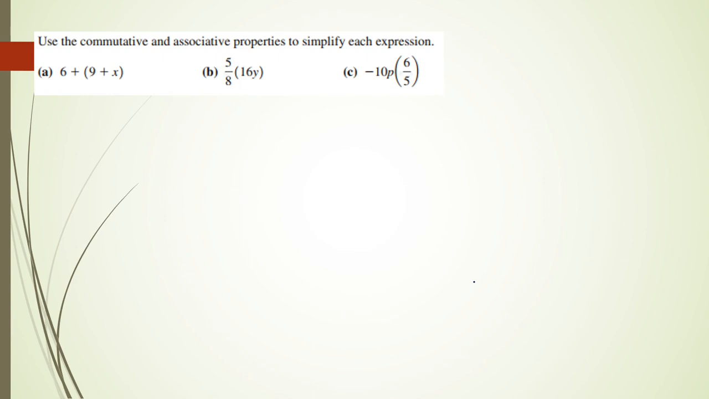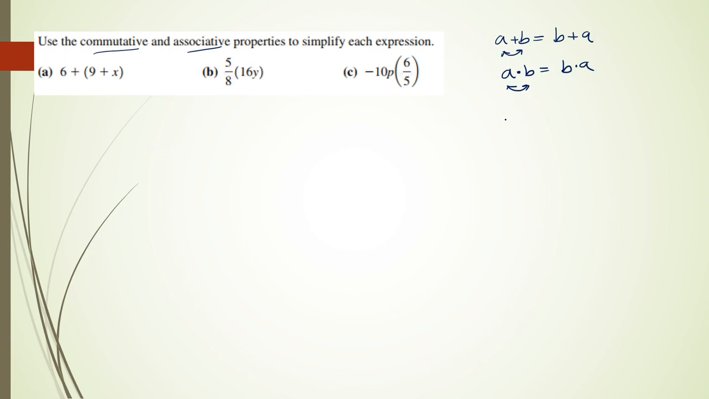In this example, we want to use the commutative property or the associative property to simplify the expression. The commutative property is essentially saying that if you have a plus b, you can rewrite it as b plus a. So you can switch these terms around and it will not make a difference for addition. It also works for multiplication. A times B is the same as B times A. So the commutative property just says you could switch things around but still get the same solution.